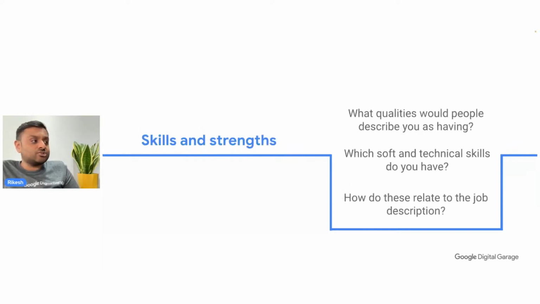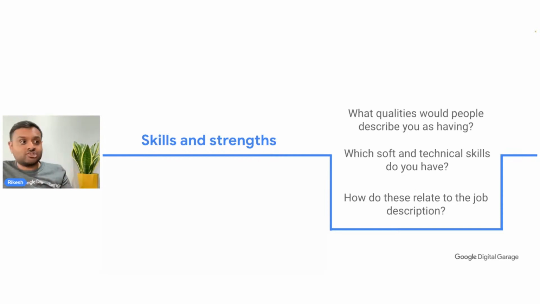And then you've also got a section called skills and strengths. And remember, we looked at the very beginning of this webinar session, we looked at what CV means, and CV stands for curriculum vitae, which translates from Latin to English as the course of your life. And that includes skills and strengths. So what we essentially want to be doing here is answering questions such as, what qualities would people describe me as having? Which soft and technical skills do I have and possess? And how do these skills and strengths relate to the job description for the specific vacancy that I am applying for as well?